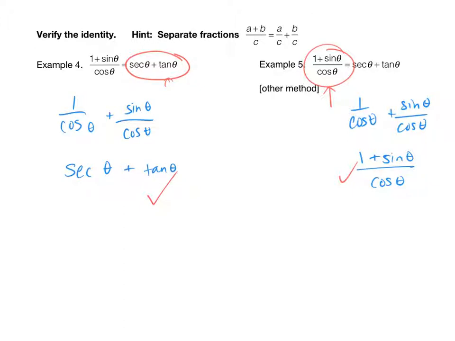Personally, I think separating the fractions might be a little bit easier, but if it's easier for you to turn the secant of theta and tangent of theta into sines and cosines and then combine, when it works out, that's a great way to start. But sometimes that won't get you down the path you need as quickly as the other way might.